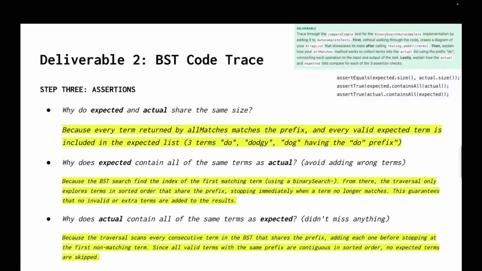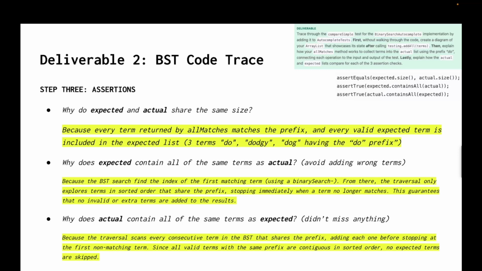Finally, for the assertions, the expected and actual share the same size because there are 3 terms that have the do prefix, which are do, doggy, and dog. We manually constructed the expected array so that we can test if the actual results have all the matching prefixes. Why does expected contain all of the same terms as actual? I interpret it as: how do we avoid adding the wrong terms into the actual array?